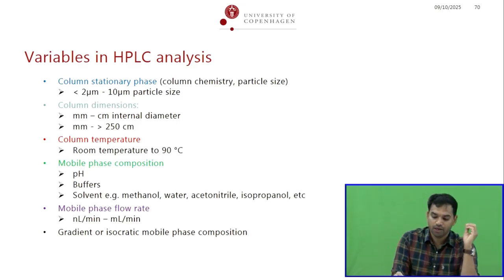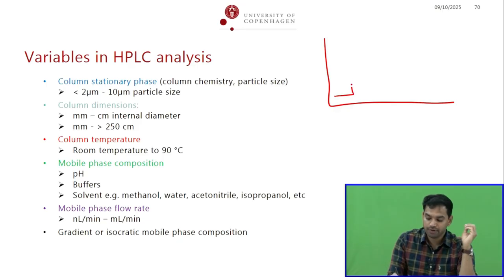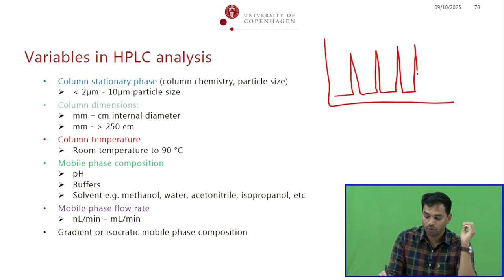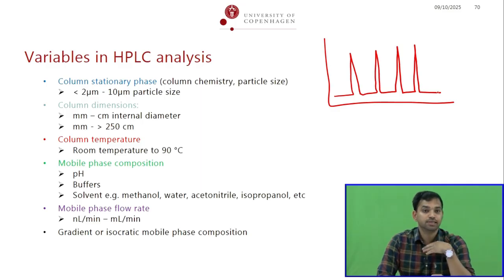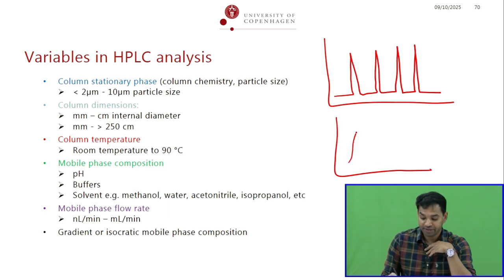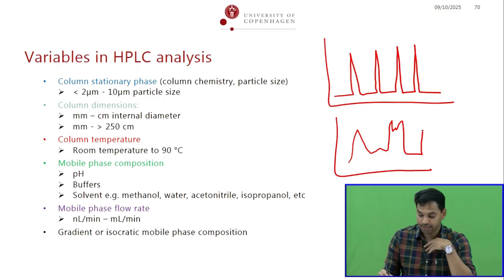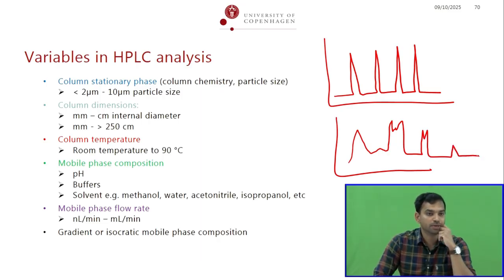Please note that for a chromatographer, we always love to get peaks like this: Gaussian, well-separated peaks. This is the dream of a chromatographer. In reality, we get something like this, and we have too many problems when we start chromatography first.